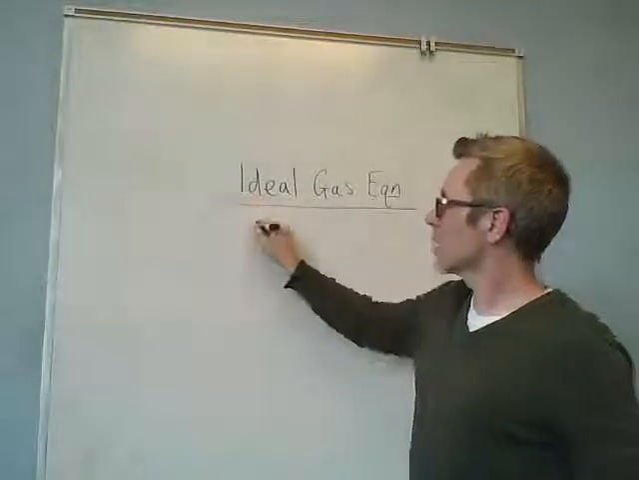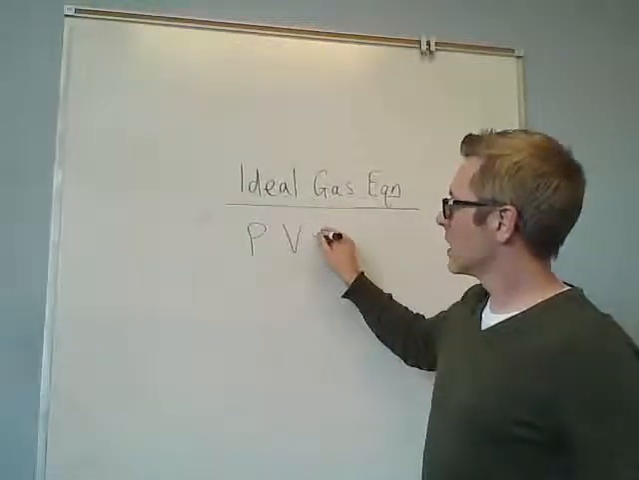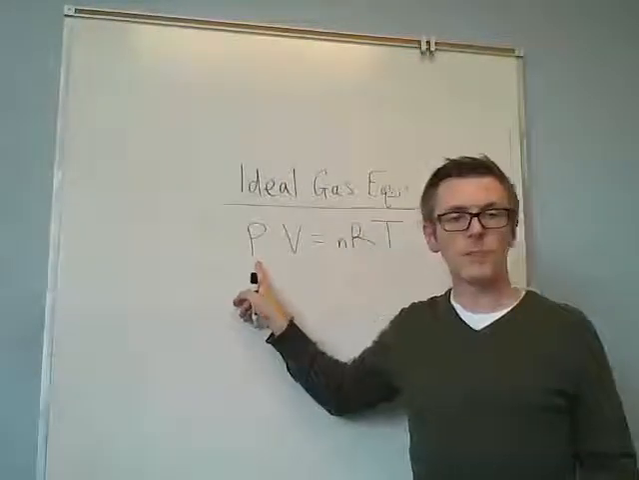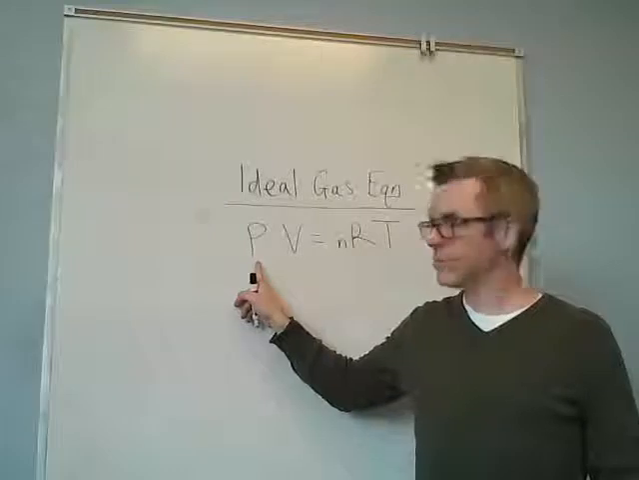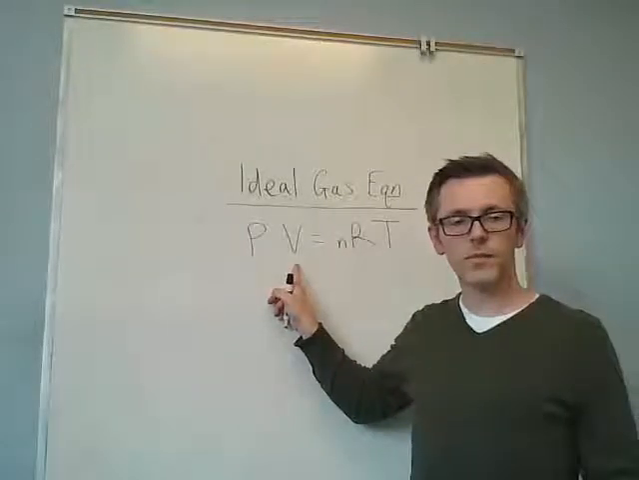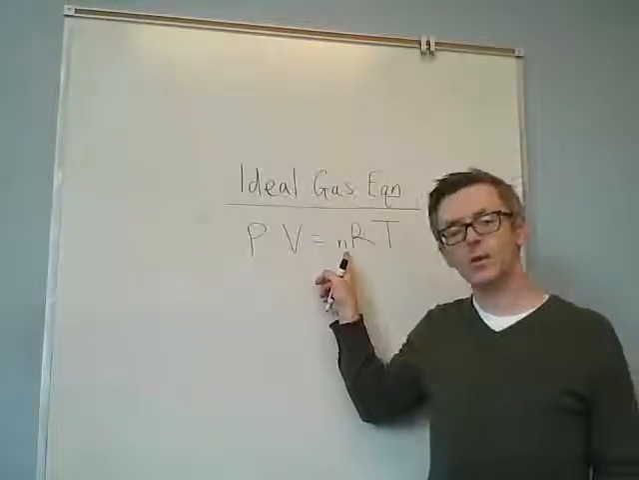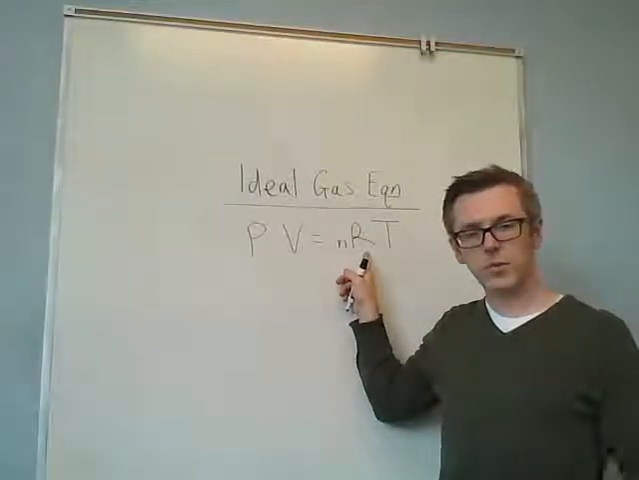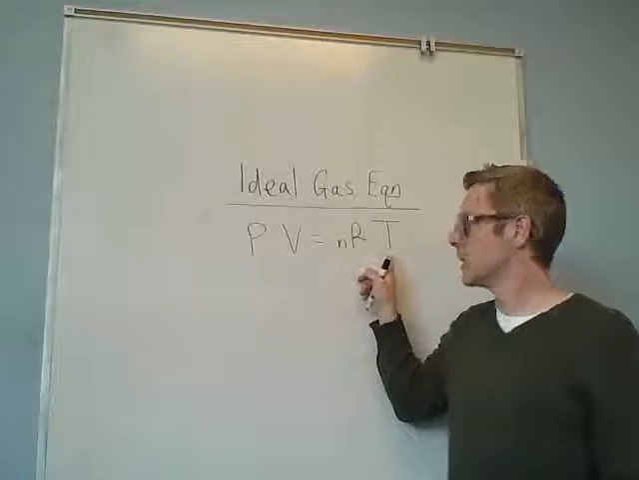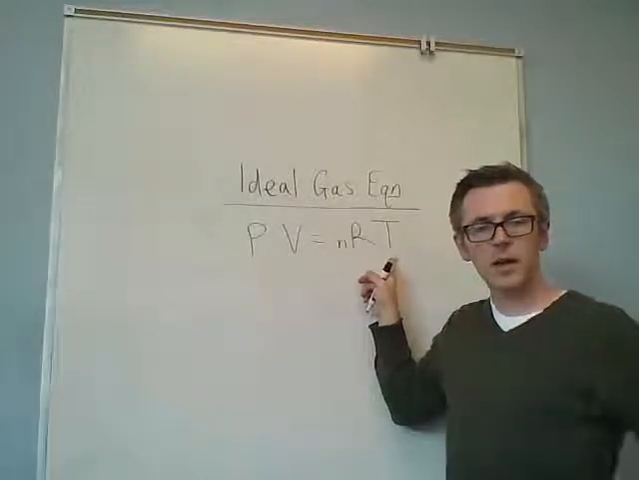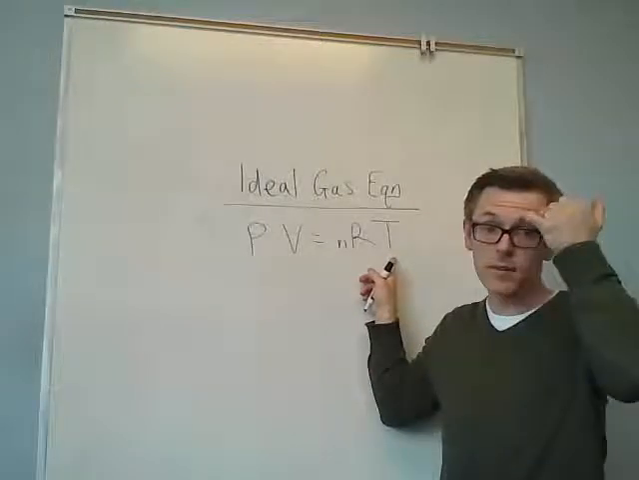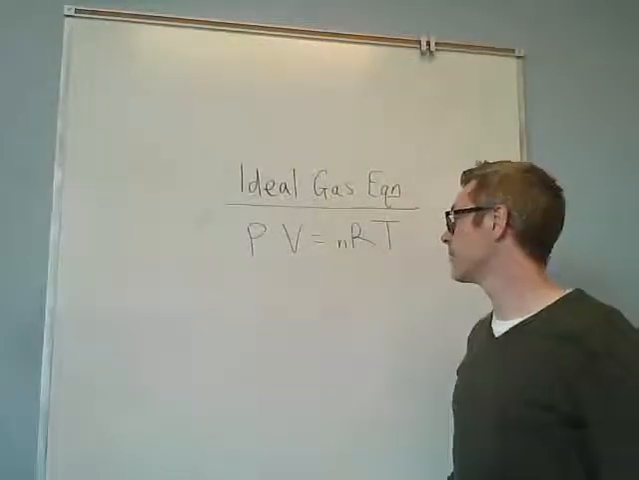So the ideal gas equation is PV = nRT, where P is pressure, V is volume, n is moles, R is called the ideal gas constant, which is just a numerical constant, and T is temperature. Uniquely, temperature in Kelvin, not temperature in Celsius or Fahrenheit. It has to be temperature in Kelvin.